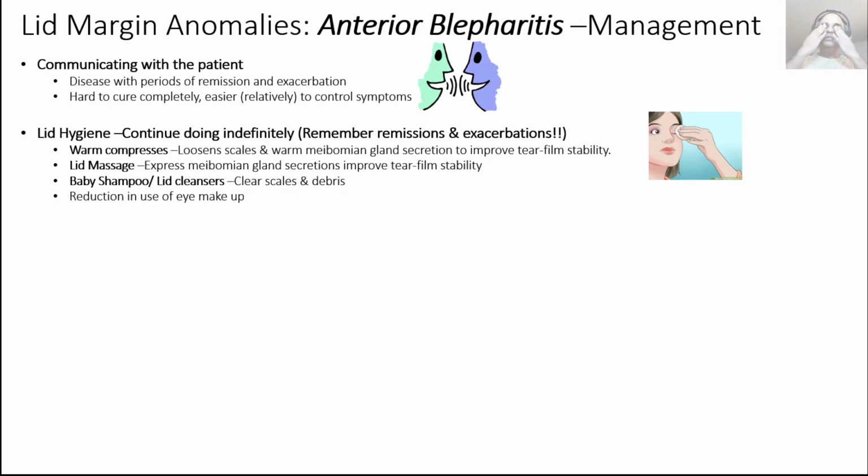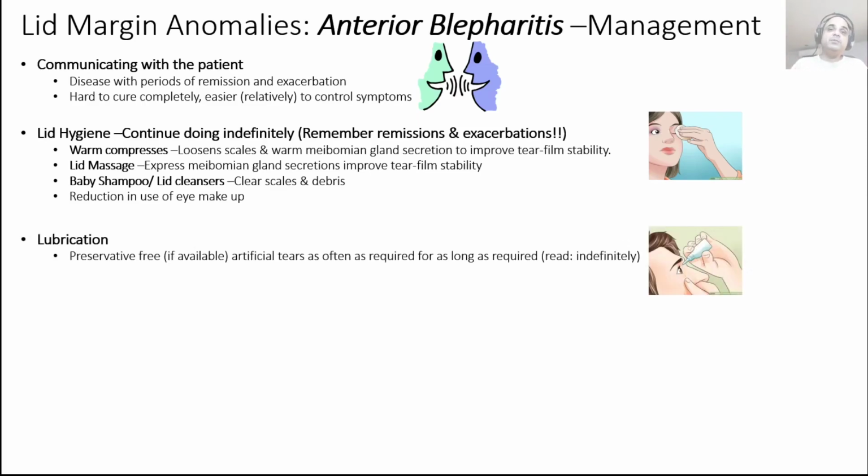Warm compresses loosen scales and also warm your meibomian glands, which would increase oil output, and this oil would retard tear film evaporation, because the oily layer of the tear film retards tear film evaporation and would increase its stability. Lid massage would express meibum or oil from the meibomian gland, which would again improve tear film stability. Baby shampoo and lid cleansers would remove the scale and debris, and would also remove all those free fatty acids that are accumulating in the eye and actually causing that irritation. And reduction in use of makeup by either gender.